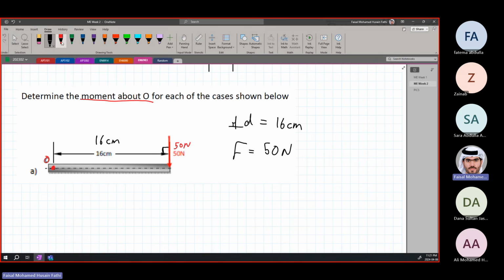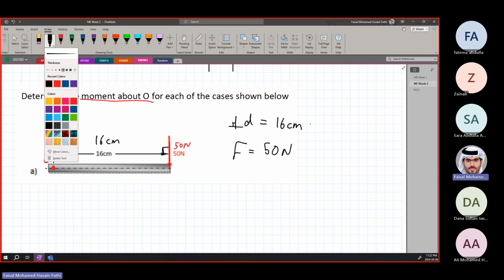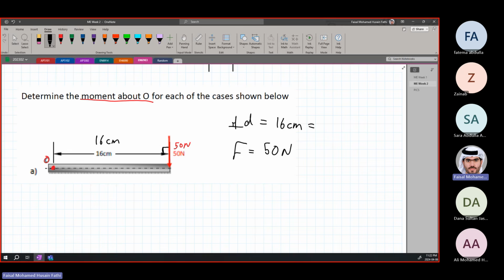However, remember, you need to always have the units correct. In this case, this is centimeters. We need to find it in meters, which is going to be 0.16 meters. At this point, you guys should already know how to do conversions. So you will convert it from 16 centimeters to 0.16 meters. We always want the units to be in meters and in newtons. Okay? And now we can solve.